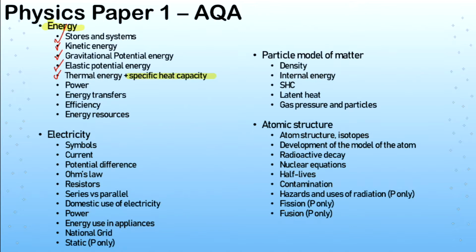We'll then look at the rate of energy transfer in power. We'll look at examples of energy transfers and something called dissipation. We'll look at how we can calculate the efficiency of energy transfers and improve that. And finally, how we can generate electricity through use of energy resources and where we can get that from.